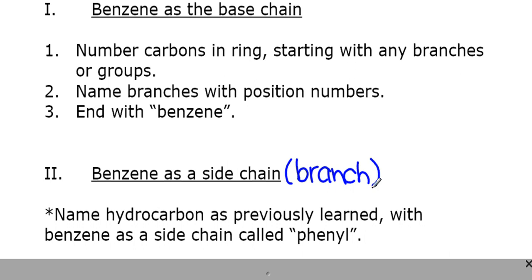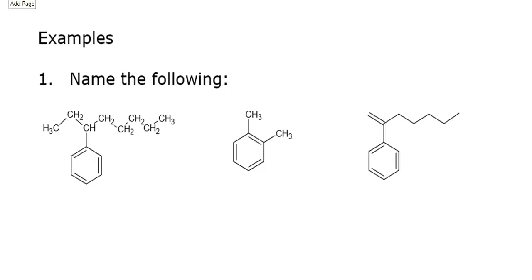This time, you're going to name the hydrocarbon as you previously learned, or whatever structure you're dealing with. But the benzene has a special branch name. It's called phenyl. So that YL there tells you it's a branch, just like methyl, ethyl, propyl, and the other ones we've seen. But phenyl is being used here. So let's try out a couple of problems, and then hopefully you'll feel more comfortable naming and drawing these ones.